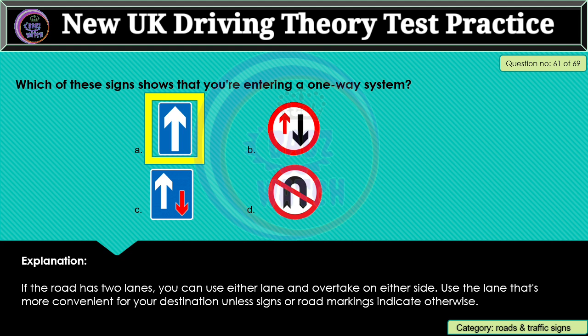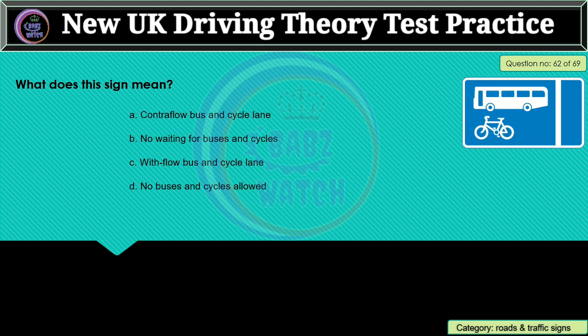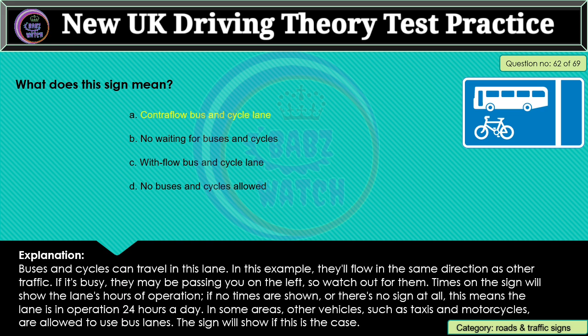Question 62 of 69. What does this sign mean? A. Contraflow bus and cycle lane. B. No waiting for buses and cycles. C. With flow bus and cycle lane. D. No buses and cycles allowed. The correct answer is A. Contraflow bus and cycle lane.